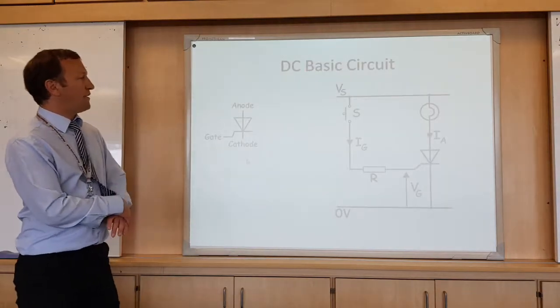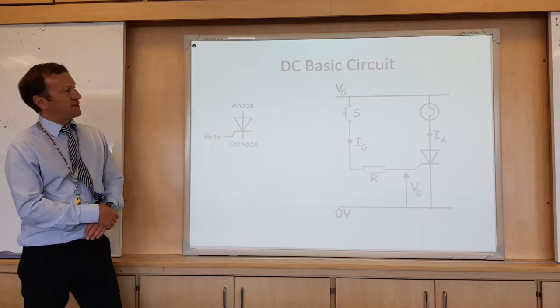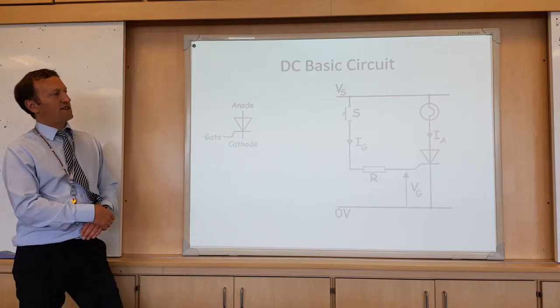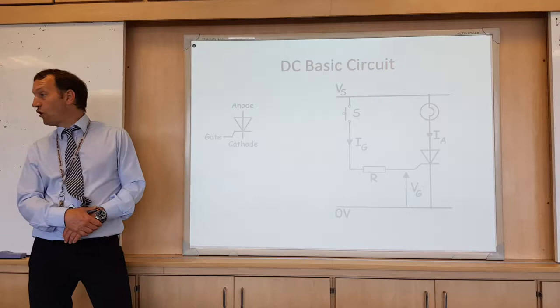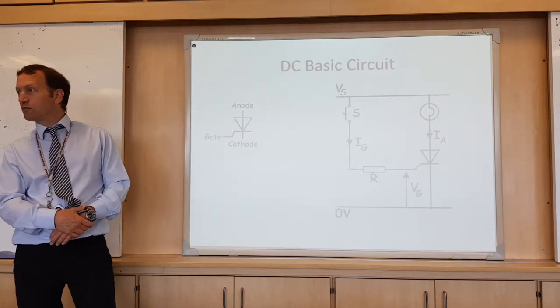The first one is the basic thyristor circuit. This circuit will only switch on a lamp or a heater. You can't switch it off again, so it's not complete.